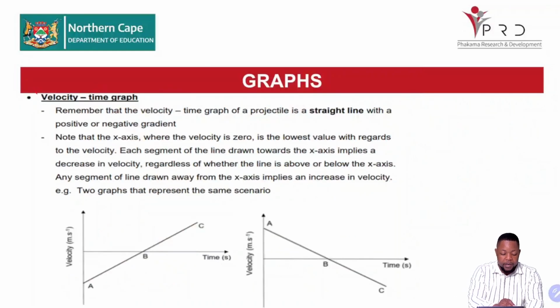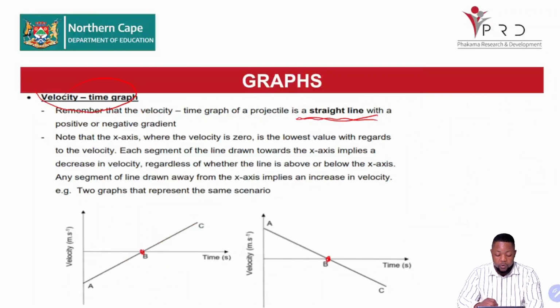The velocity versus time graph, just remember that this must be a straight line. And if it's a straight line like that, you need to know this point. Usually this point is the maximum height. The point where the graph touches the x-axis, that is the maximum height. And this point now is the initial velocity. So point A indicates the initial velocity, which is the VI. And then at this point here, velocity is 0, that is the maximum height. And this one becomes your final velocity.